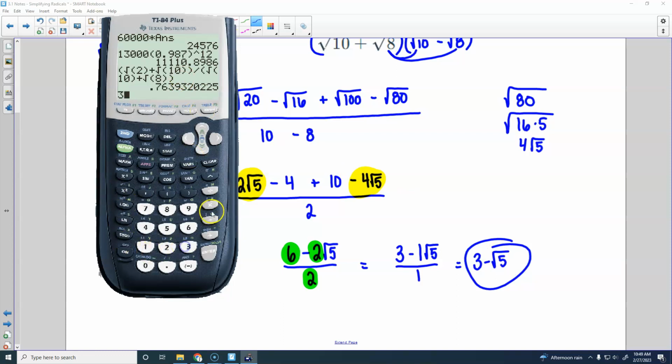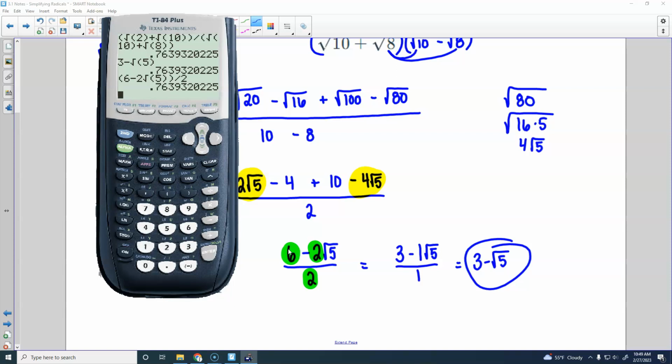So if I type in 3 minus square root of 5, please tell me it has the same value, and you can see it does. So that will at least let you know if you've made an error. What it will not do is let you know if you have not reduced it far enough. Because if you look right here, if I typed in 6 minus 2 square root of 5 divided by 2, I'll get that same decimal. So that's not reduced far enough, so you wouldn't get the answer right because it is not reduced completely, even though it is still equivalent.